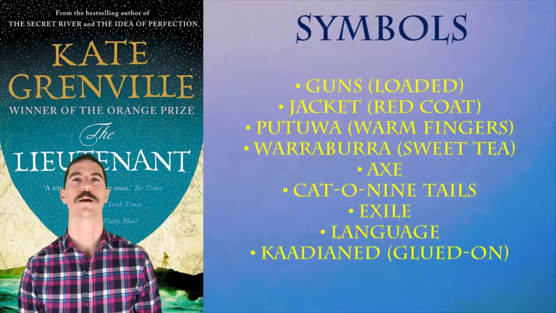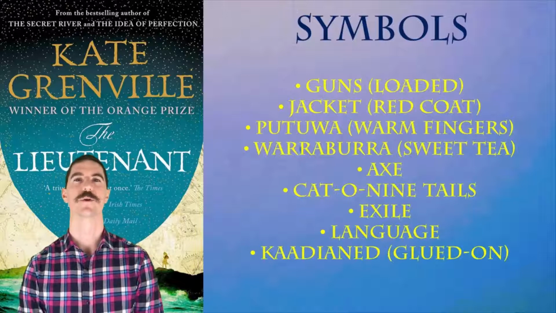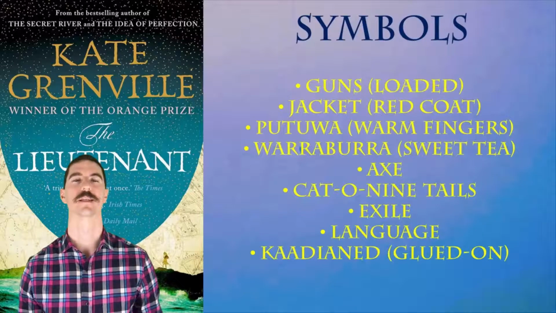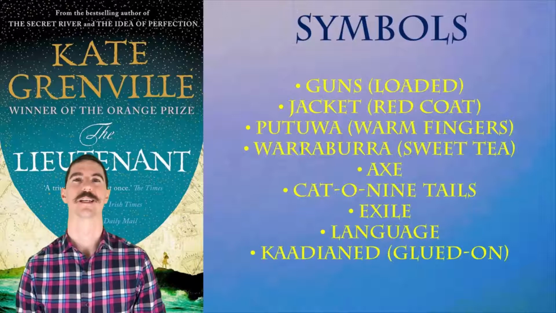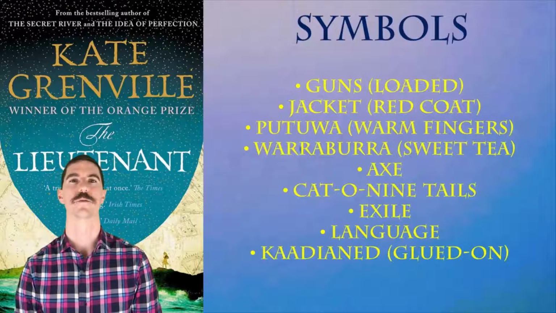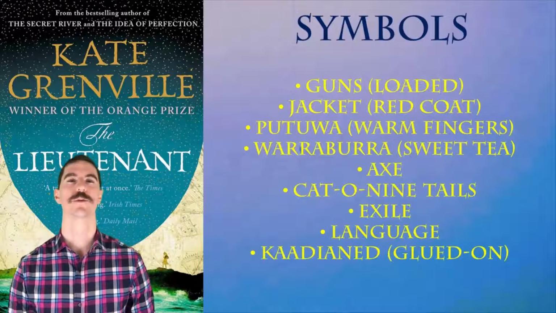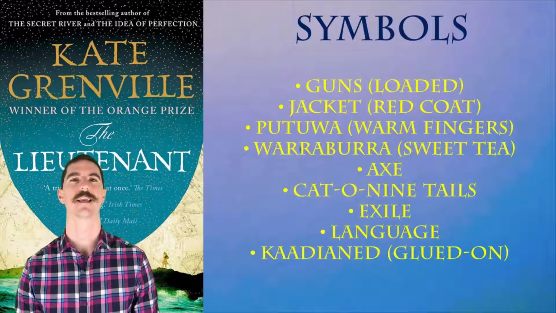Then there's Putawara and Warabara, that are two Indigenous words that he learns and he has a particular affinity to. Warabara is the sweet tea that he takes to drinking, and he finds a certain connection with the main character within the story as well. And the Putawa is an expression of a certain Platonic intimacy, which you'll come to understand as you read through the novel.